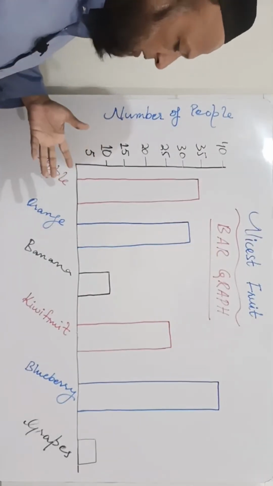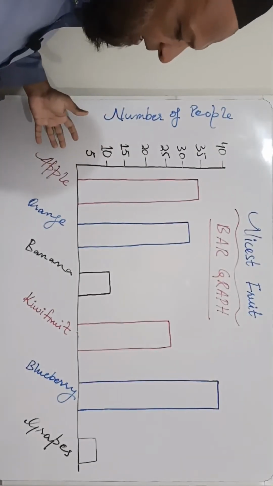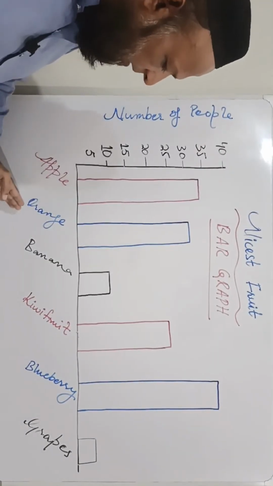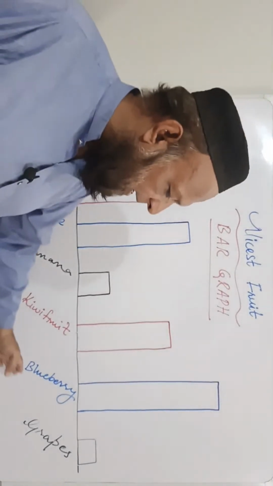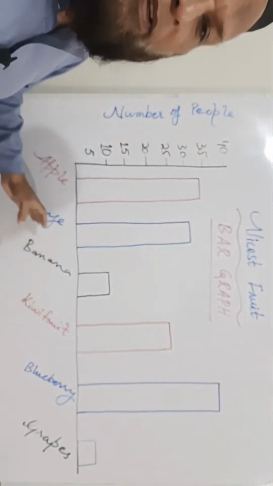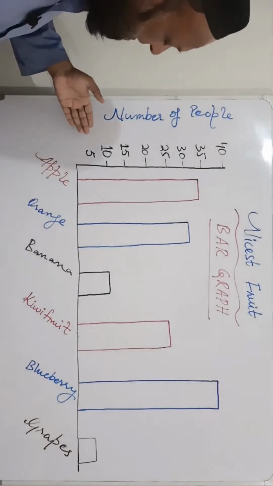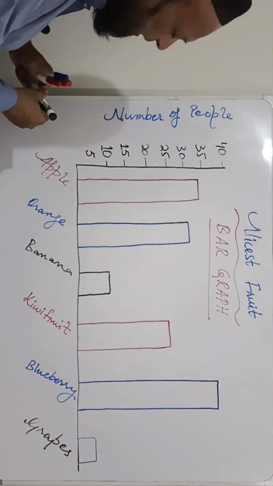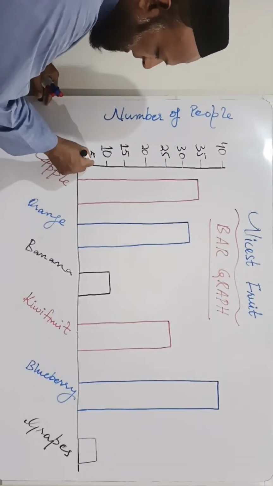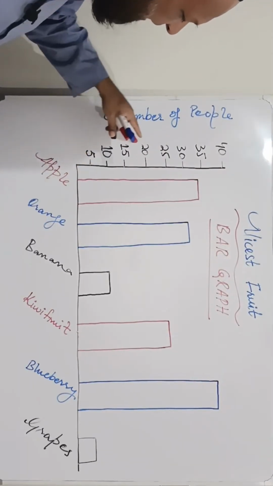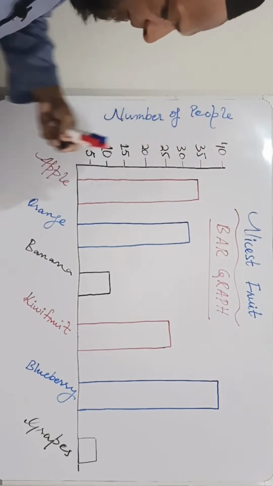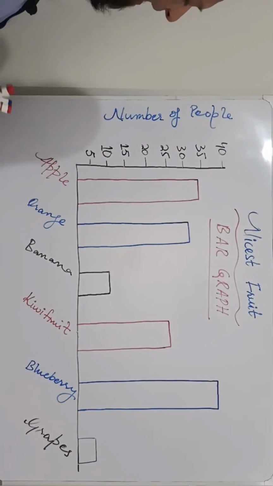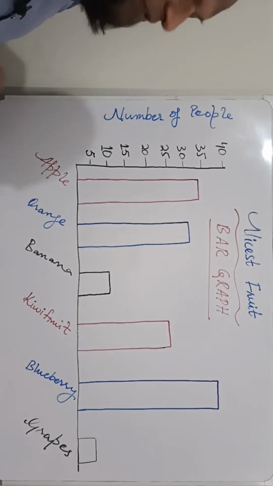This graph shows you what? We have made a graph between apple, orange, banana, kiwi fruit, blueberry, grapes. These are the names of the fruits. And what is on the vertical axis? Number of pupils who like a fruit. You can see that this is 5, 10, 15, 20, 25, 30, 35, 40. So by these bars, we can understand how many people like which fruit.